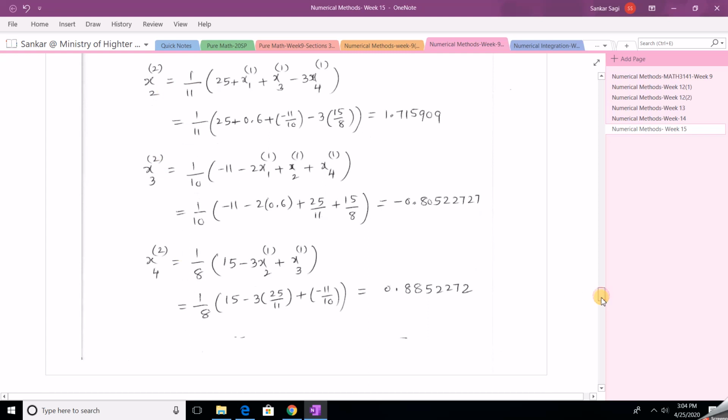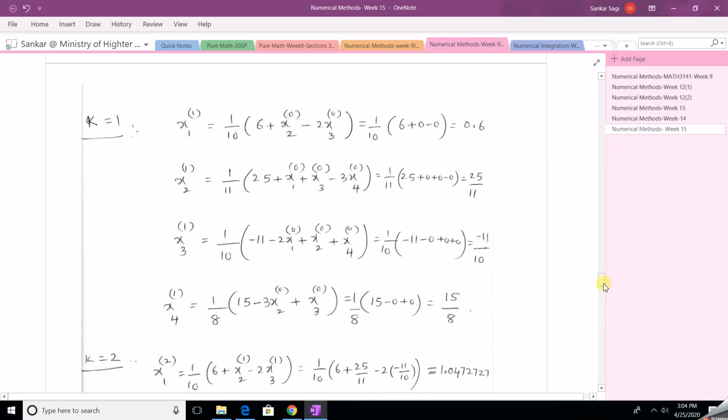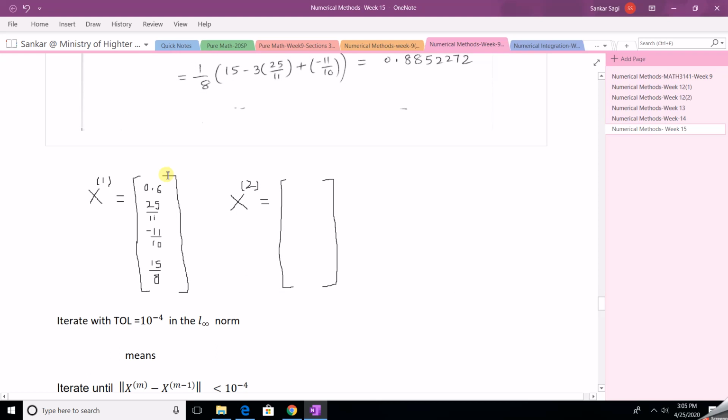So you can write these as vectors. Capital X1, that is the first approximation values of all these x1, x2, x3, x4. I am writing all these four unknowns as a vector capital X. So capital X in brackets 1 means first approximation of all these values. We have seen the first approximation values are 0.6, 25/11, minus 11/10, 25/8. So I kept all these as a column matrix, and I call that the first approximation of the vector capital X, which is all the unknowns x1, x2, x3, x4.